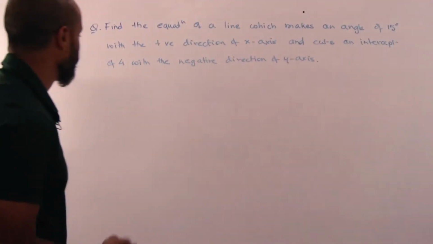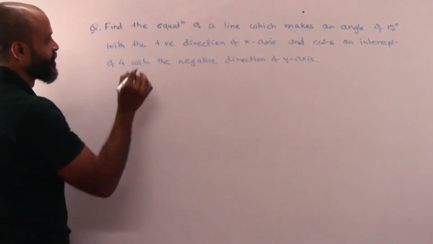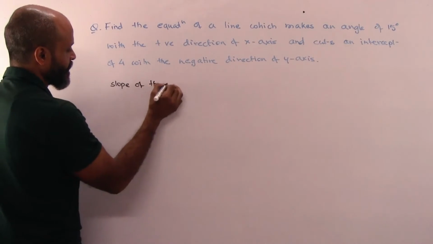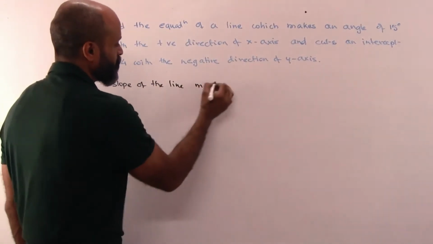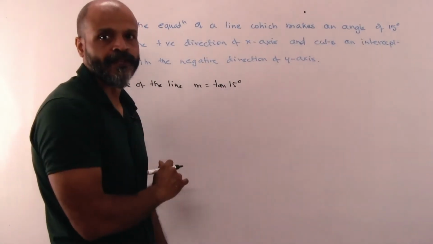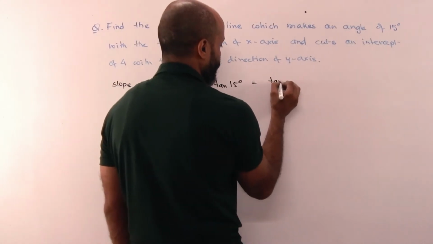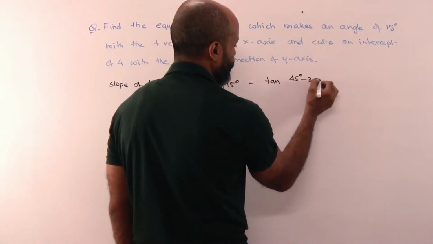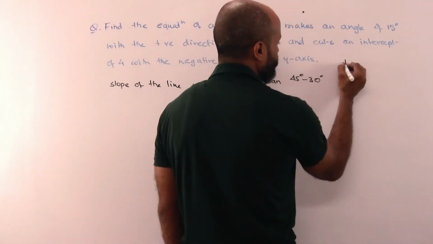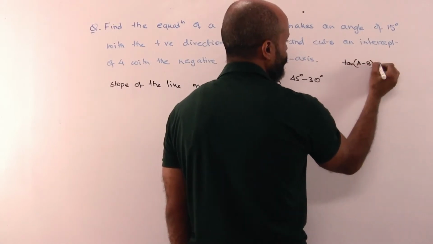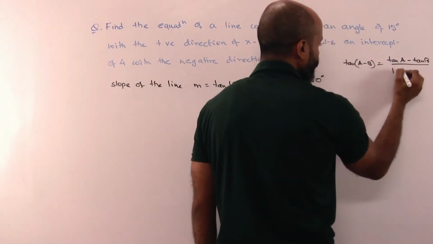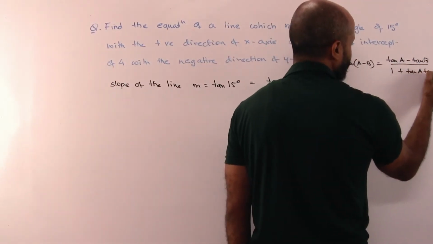Here we have the equation of a line which makes an angle of 15 degrees. So obviously the slope of the line will be equal to tan of 15 degrees, and tan of 15 degrees can be written as tan of 45 degrees minus 30 degrees. That's how we will find out the value of tan. And tan (A minus B) we know will be equal to (tan A minus tan B) upon 1 plus tan A tan B.